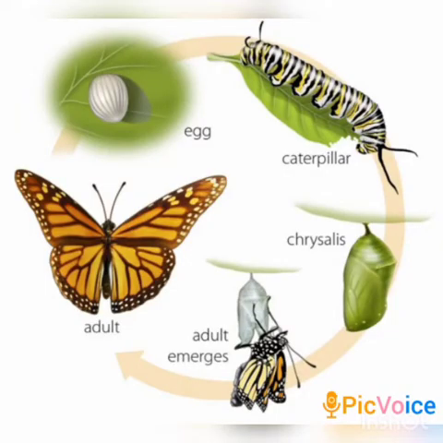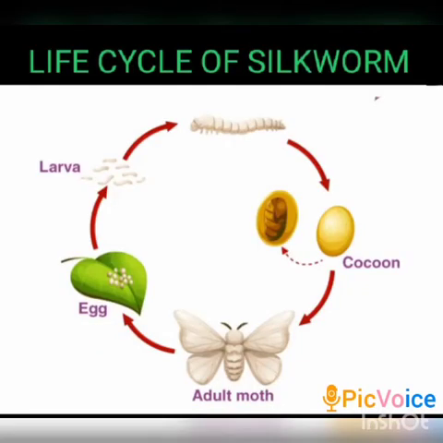Children, recall the life cycle of butterfly. The egg hatches to form larva or caterpillar. Then pupa, then it will become adult. Silkworm also has different stages in its life cycle: egg, larva, cocoon and adult moth.